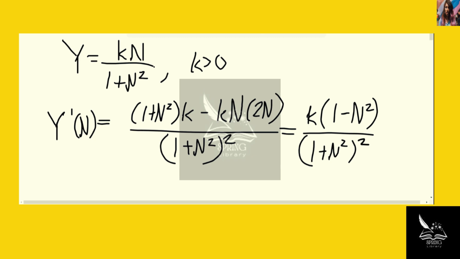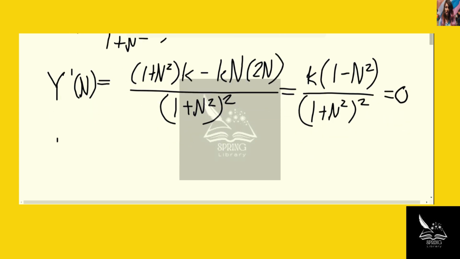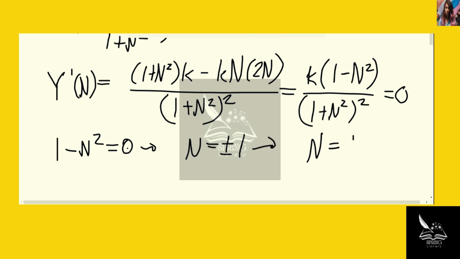Now we find the critical points by setting this equal to 0. So we get 1 minus n squared equals 0, or in other words, n is equal to plus or minus 1. Now we can't have negative yield. This doesn't really make any sense, so we're really just looking at n equals positive 1.